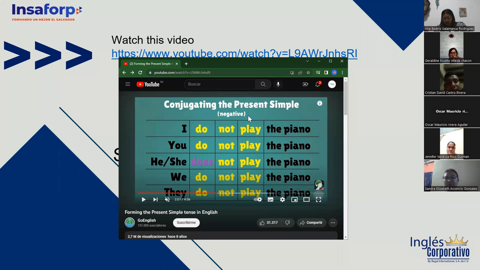Okay, si usted me dice positive, I drive my car. Si usted lo hace negative, ¿cómo lo haría? I don't drive my car. I don't drive my car or I do not. Okay. Good.